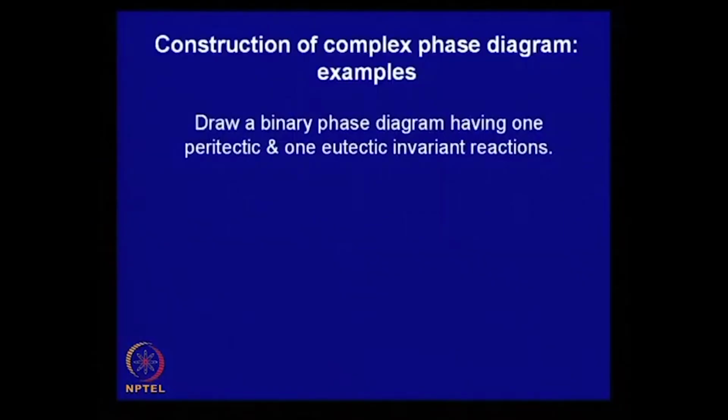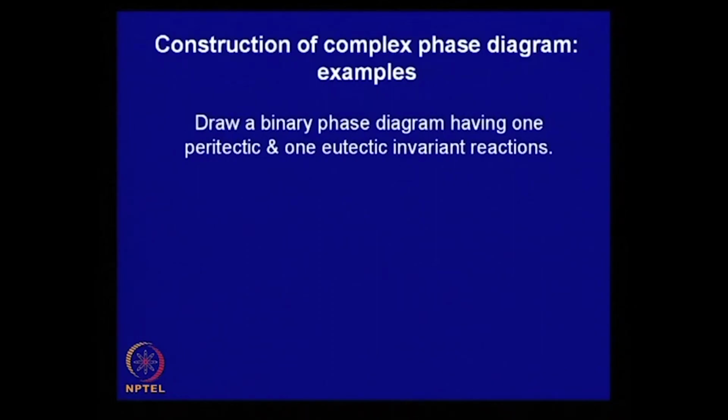And now, a real phase diagram, as has been mentioned, may consist of several of these reactions. Now, let us look at some examples of construction of a complex phase diagram. So, one example: let us first take a case where we have to draw a binary phase diagram having one peritectic and one eutectic invariant reaction. How will you do it? So, in this particular case, you have to draw one eutectic and one peritectic.